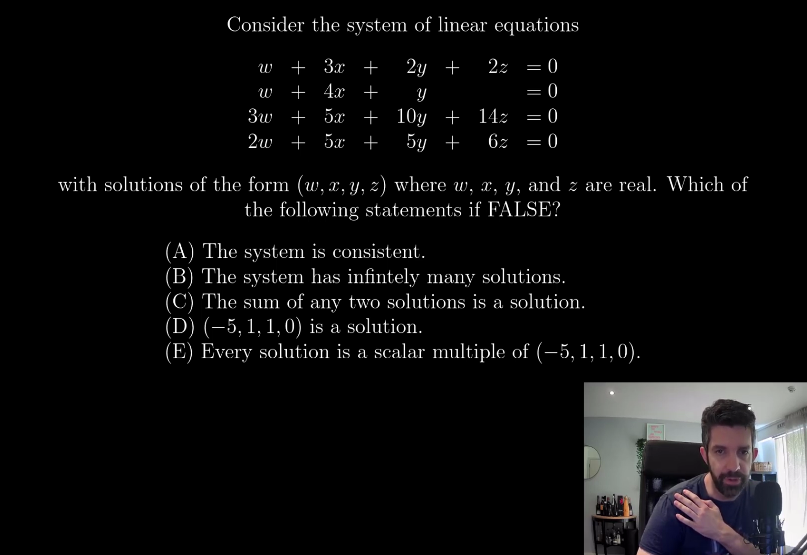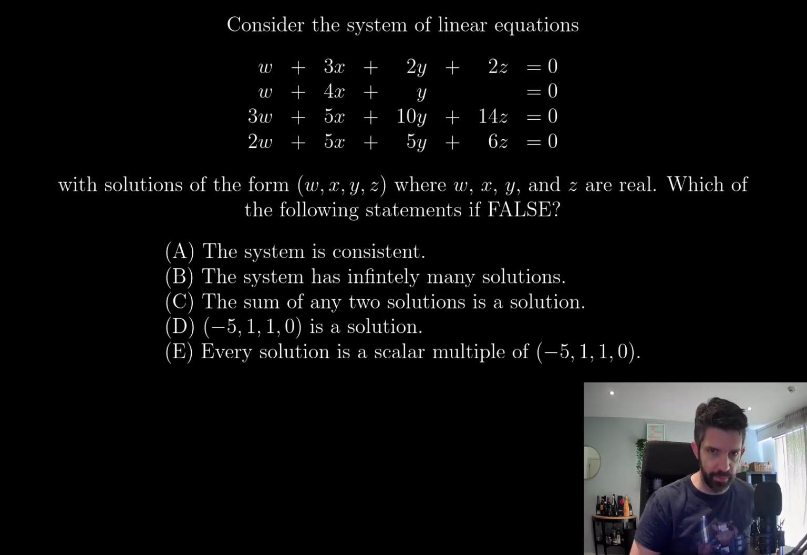So part C, the sum of any two solutions is a solution. This is also true, and this is because it's a homogeneous system. This is just the nature of linear systems, that if you have two solutions to a homogeneous system, then the sum of those solutions is also a solution. So C is true, so that's not going to be the correct answer here. Option D, we can just check this by direct substitution. And again, given the context of this exam and how the question's being asked, this is probably true.